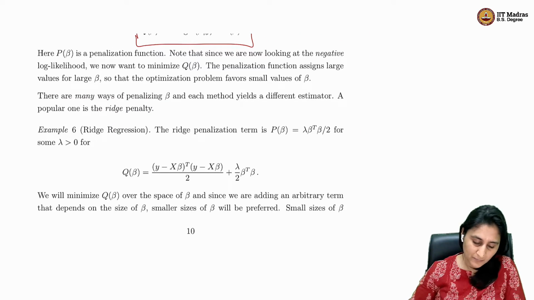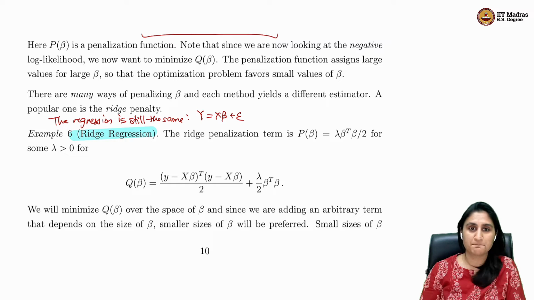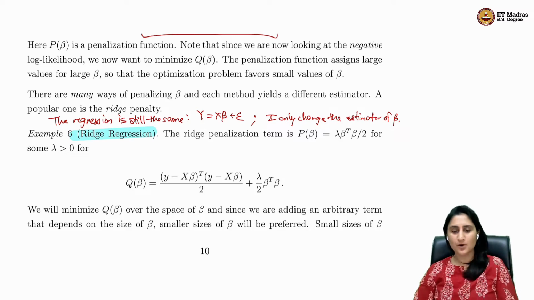So just to highlight one thing, when I say ridge regression, the regression model is still the same. Which means my regression model is still y is equal to x beta plus epsilon. I only change the estimator of beta. And this is an important distinction.